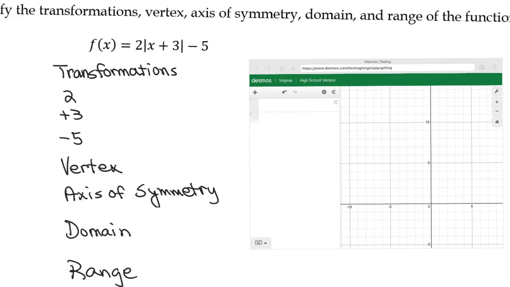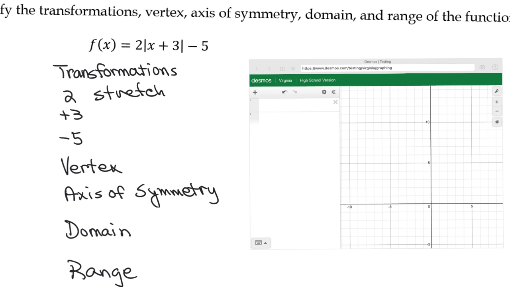All right, on this one, we're going to go through all of it. We're going to do the transformations, the vertex, the axis of symmetry, the domain, and the range of the function. The transformations, the 2 is times. Therefore, this is a stretch.